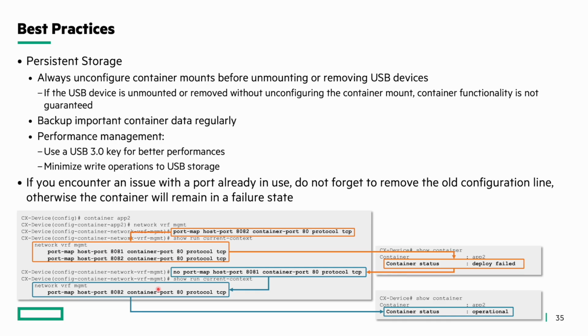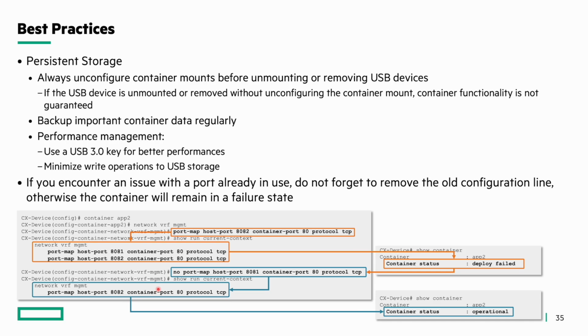Then regarding the persistent storage. So first, always unconfigure container mounts before unmounting or removing USB devices. Indeed, if the USB device is unmounted or removed without unconfiguring the container mount, container functionality is not guaranteed. Also, backup important container data regularly.